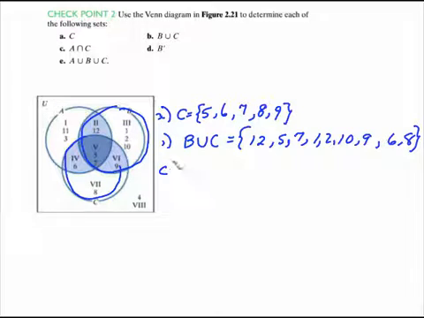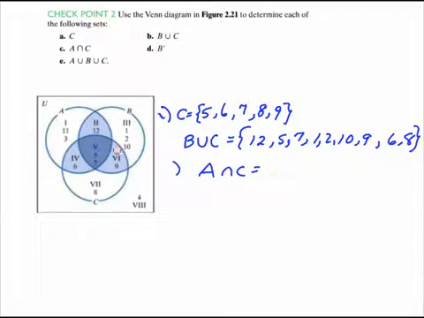Part C asks for A intersect C. A intersect C is where set A and set C have something in common. Set A is here, set C is here, so A intersect C is this little wedge right in here, which is 5, 6, 7.